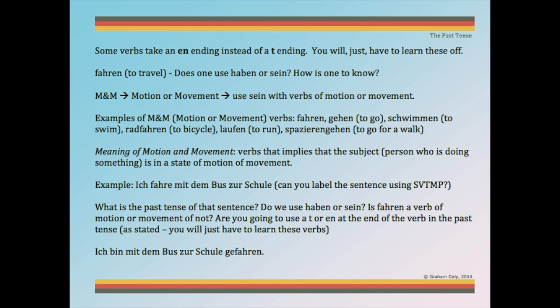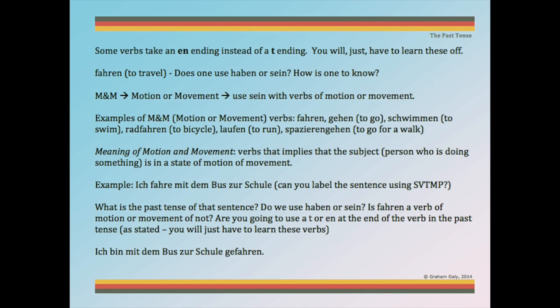Now, my first two examples of the past tense use the verb haben. But we also can use the verb sein for using the past tense. So how do we know when to use haben and when to use sein? A simple thing that I use to remember and also to explain in class is that you use sein or the sein list with verbs of motion or movement. M and M verbs. Okay?